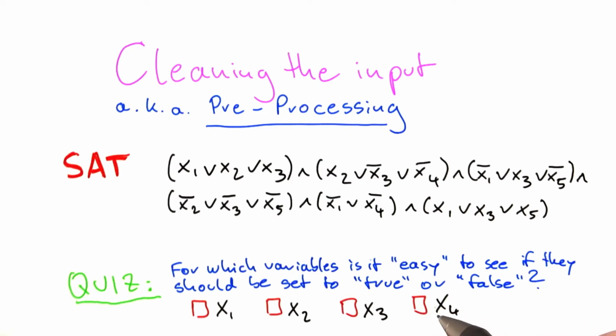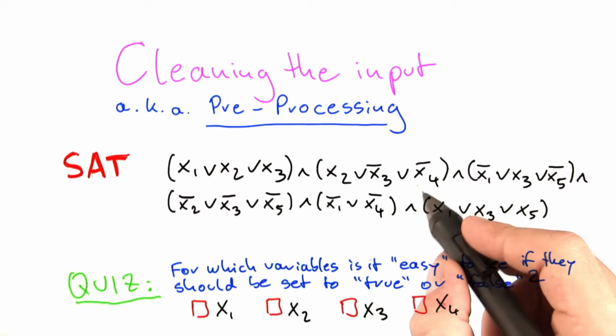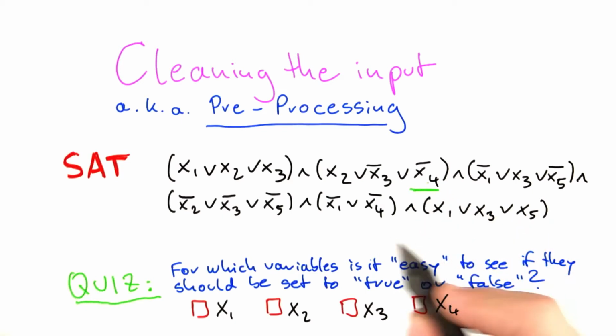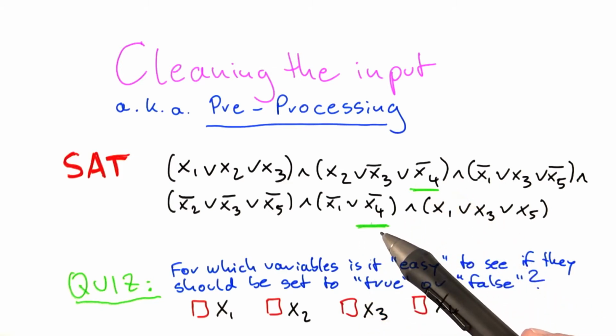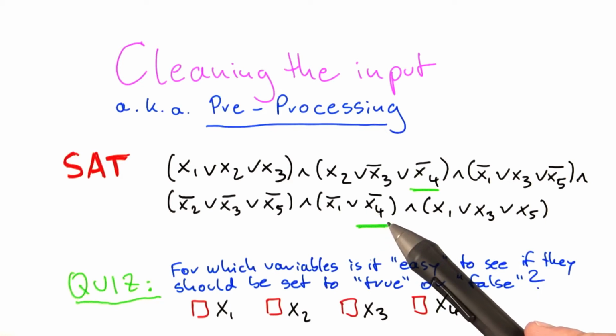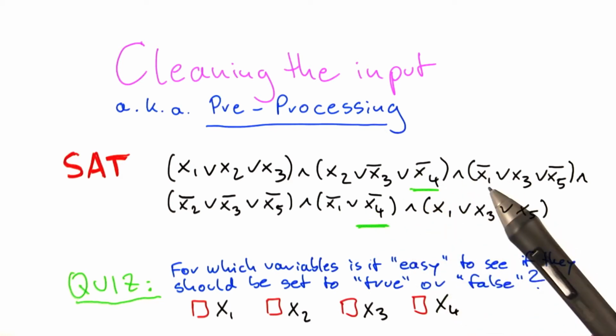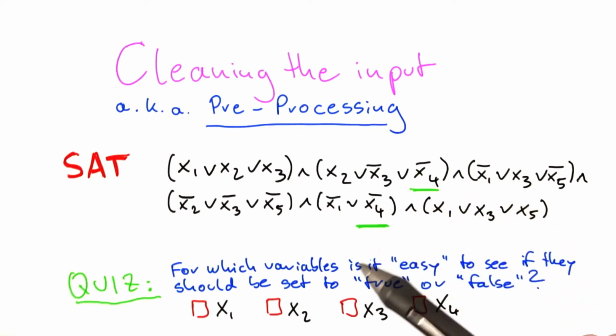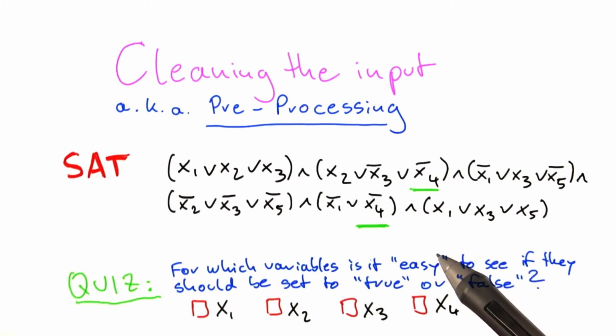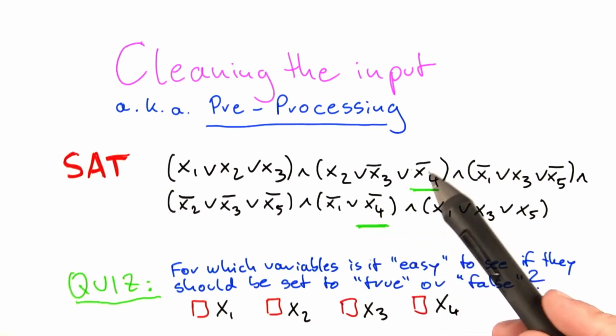So all that remains is x4. Now, where does x4 appear? x4 appears here, and x4 appears here. And what you'll notice is that both times we have not x4. So x4 could appear in two forms, right? So x4 could appear as x4 or as not x4. But we have just this one form appearing.